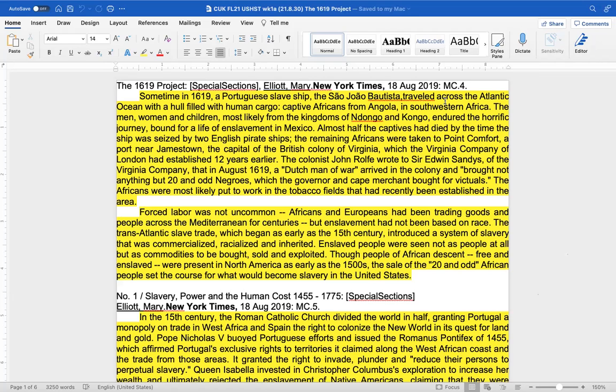That's the theme of that 1619 Project. And we need to understand that the institution of slavery was present at the very foundation of America, and that has implications for everything else for the next 400 years.